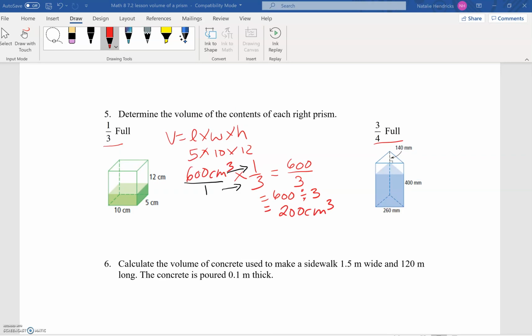Okay, so again, this one is a triangular prism, so we have a different formula. So I'm going to start up here. Volume equals, remember with the triangle, it's base times height divided by 2. Or you can say length times width divided by 2. And then times the height of the prism. So you choose which one you like better.